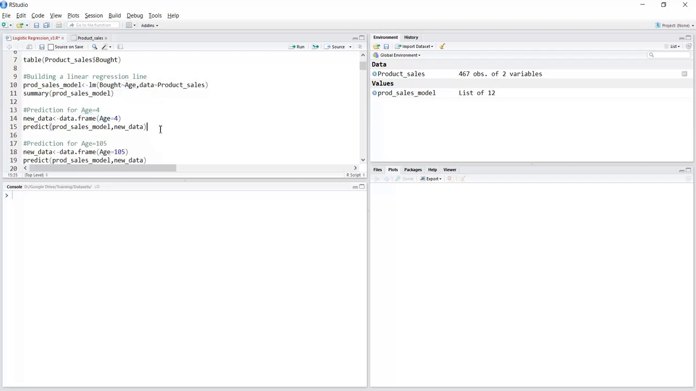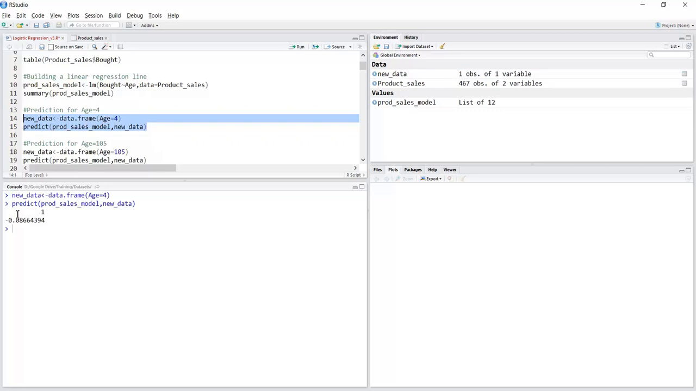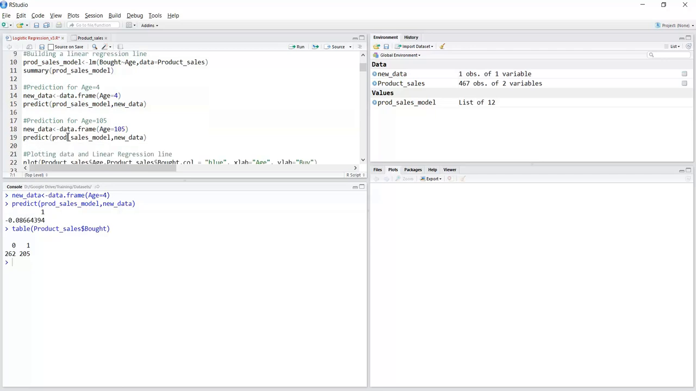Age equal to 4. What is the predicted value of buy? The predicted value of buy is minus 0.8664394. Now that is strange, because this variable buy takes just two values, 0 or 1. What does a negative value mean? Is it buying or not buying, or anti-buying, or buying twice, or persuading people, or telling people not to buy? What exactly does this negative sign mean? Okay, that's fine.